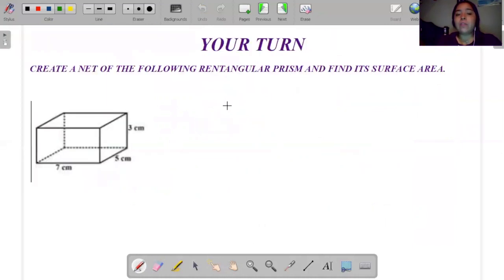Okay guys, now it's your turn. Create a net of the following rectangular prism and find its surface area.